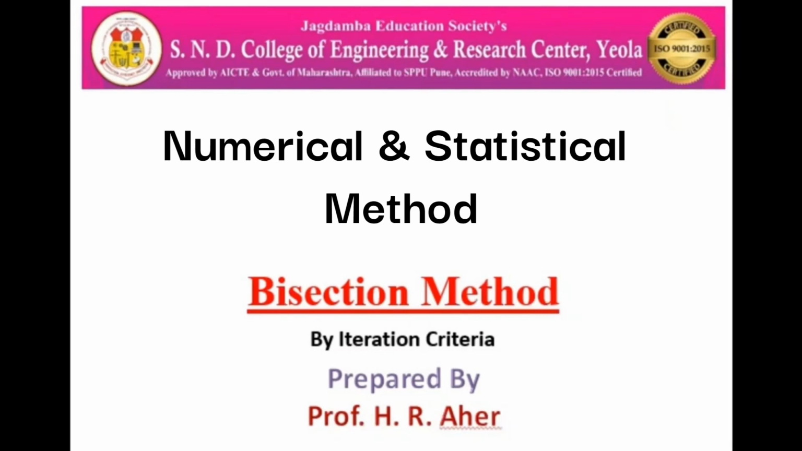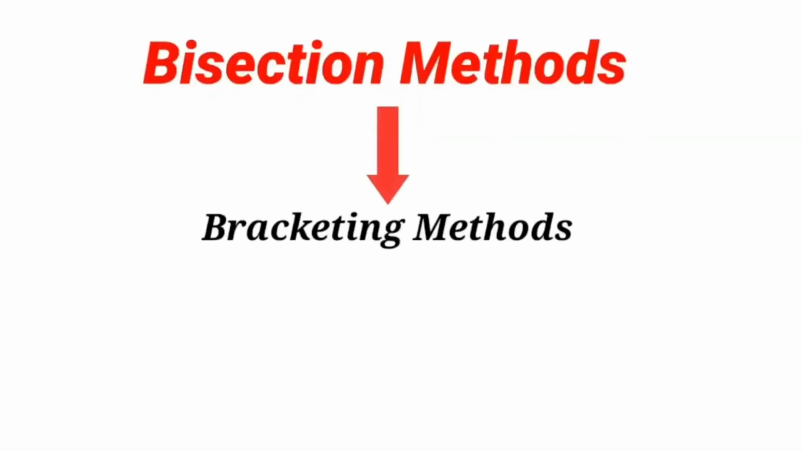In this video, we are going to see how to find a root of an equation using the bisection method, and we are going to solve a numerical by iteration criteria. That is the bisection method. Now what is actually the bisection method? The bisection method is one of the bracketing methods for finding the root of an equation. The important point is the root of the equation.